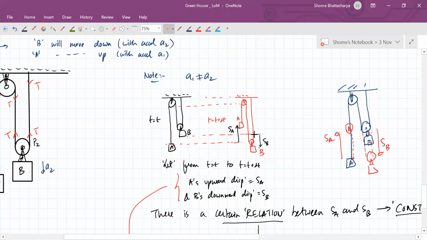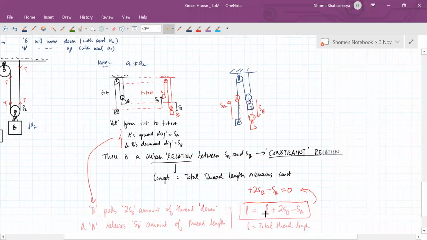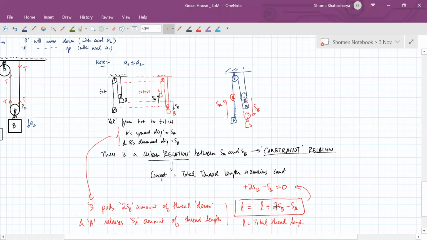So how much thread has it pulled with it? It's pulled 2 times SB amount of thread. But on the other side, A has released how much thread? SA. So now what is your total length becoming? It is becoming the original total length plus 2SB on this side, but minus SA on this side. And that should be equal to the original length L. So that's how we get this relation, that L plus 2SB, the amount of thread pulled on this side, minus SA, the amount of thread released on this side, should be equal to the original length L only. And that's how we know that 2SB minus SA should be equal to 0. And this is what we call the constraint relation.